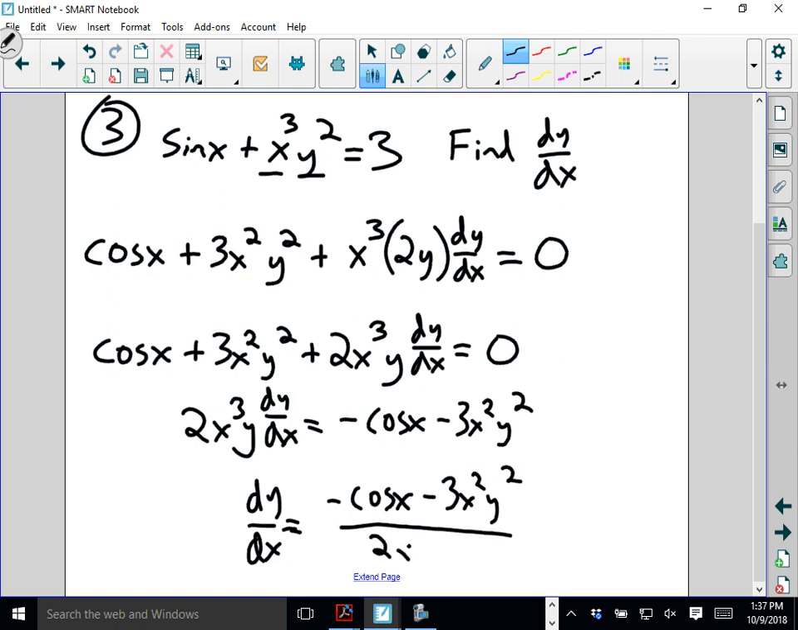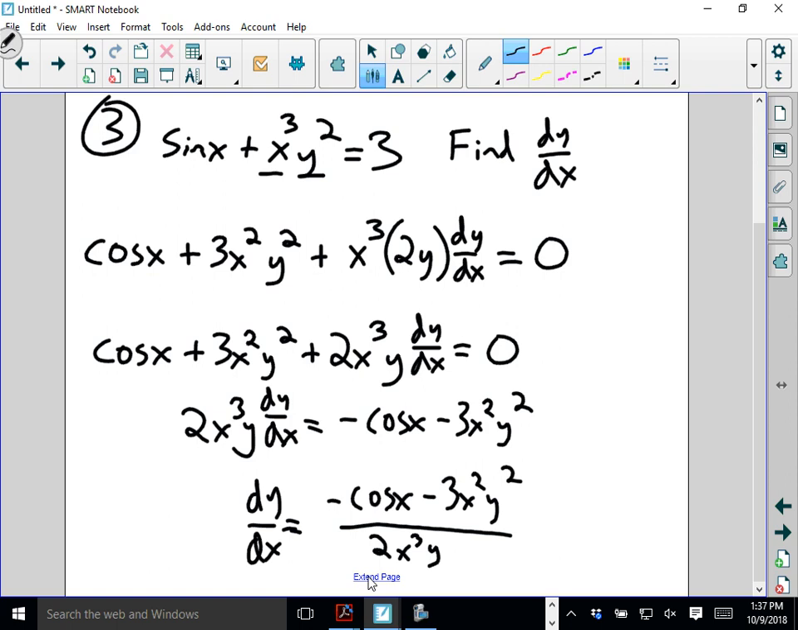I'm going to look for anything that I can cancel here, and there's nothing I can. Make sure you don't cancel out that x and the cosine x. That can't be canceled out. It's part of the trig function cosine. That's it for 3. Let's look at 6.